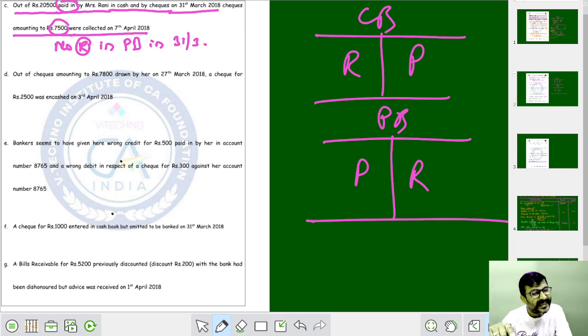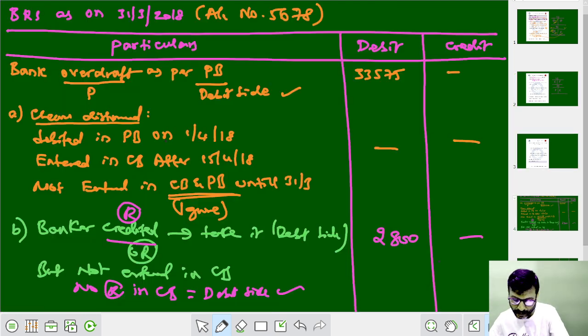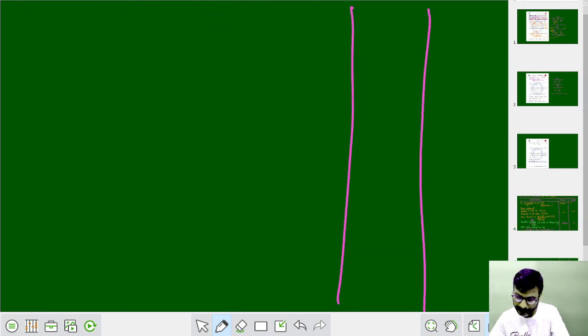Whatever amount is collected in the month of March, we have to ignore it because that is entered both in the cash book as well as in the passbook, for which no BRS. BRS is to be done only for such amounts which are not collected, not entered, not recorded in any of the books. Okay, so I hope you got it. So let me clear it when it comes to the solution part. What is there? The point number is C, right?